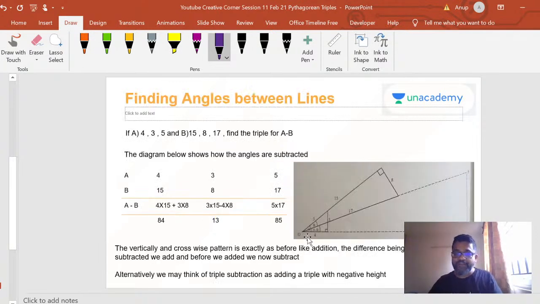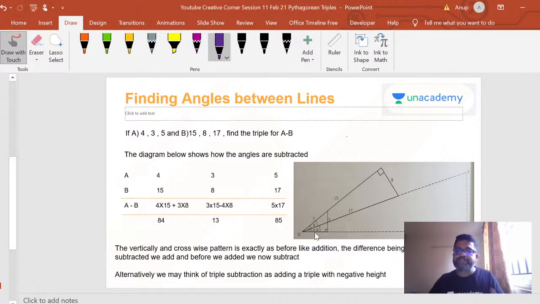Okay, suppose you have two triangles here. One is a 4, 3, 5. As you see here, there is a 4, 3 and a 5, and you have another triangle which is 15, 8 and 17. Okay, suppose you want to find out the angle A minus B. Suppose you want to find the angle between them. Basically, not finding the angle. We are not solving for angles, we are solving for the sides of the triangle. So suppose you have two right triangles and you want to find the resultant side.